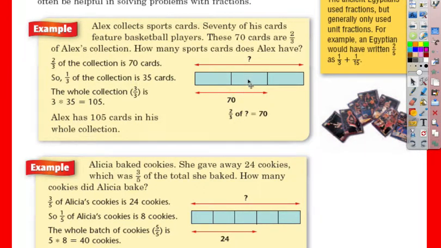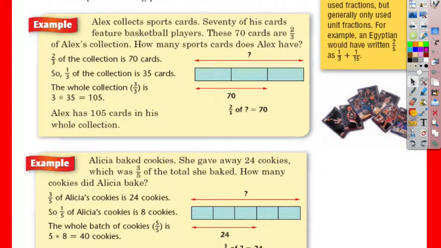So what would each equal? So a lot of you figured out, well, this is 35, this is 35, because 70 divided by 2 is 35. So 35 plus 35 plus 35 would equal 105.